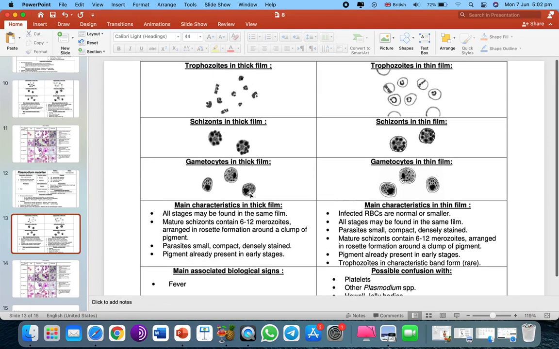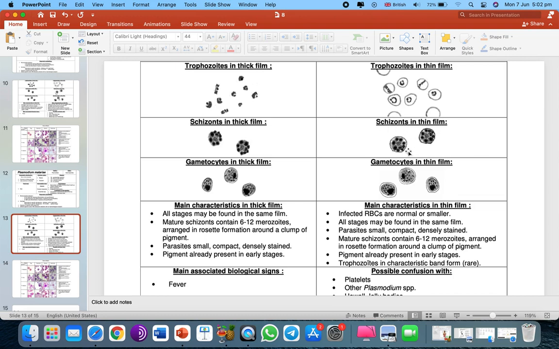So let's talk about the main characteristics in the thin film. Actually, sometimes you can see the infected RBCs are small, and the parasite sometimes seems small in size, and the mature schizonts contain from 6 to 12 merozoites. But these are arranged in rosette formation around the clump. It looks like here, look. This is the rosette formation.